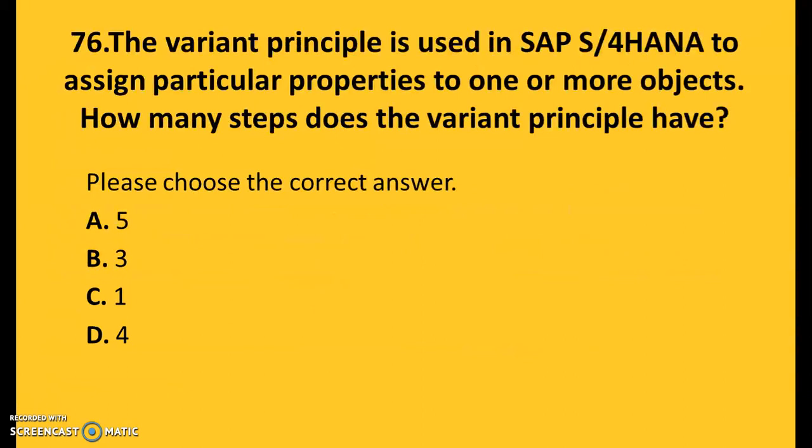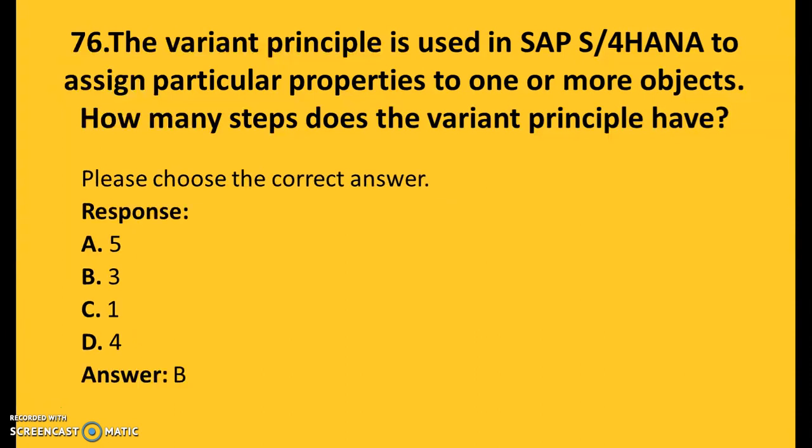The variant principle is used in SAP S/4HANA to assign particular properties to one or more objects. How many steps does the variant principle have? Is it A5, B3, C1, and D4? So the answer is B3.